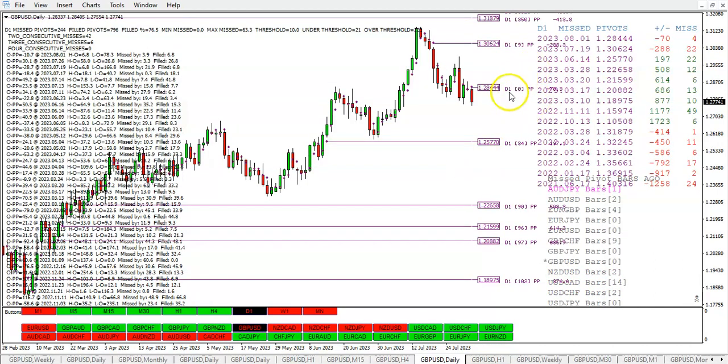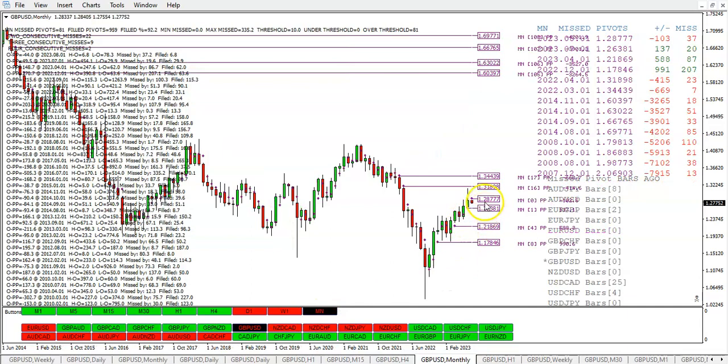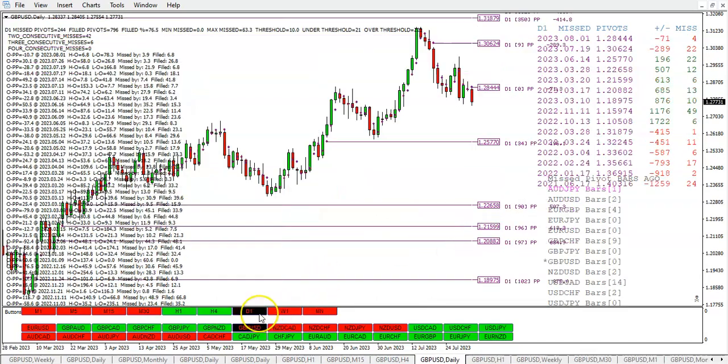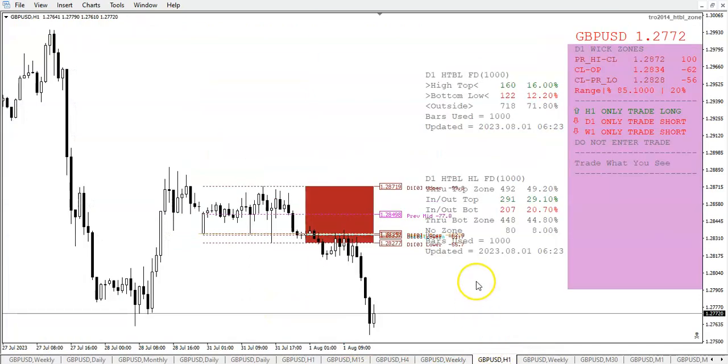And speaking of pivots, we have not hit today's pivot. We missed it by about 4 pips. And on the week, we took out the weekly pivot. And this month's pivot is at 128.77, which is above the 128.44 daily pivot. In and out of the upper and lower wick zones.